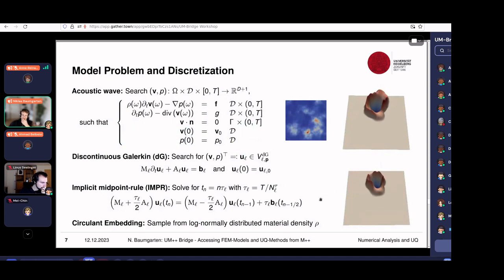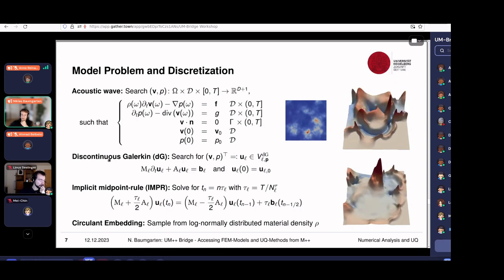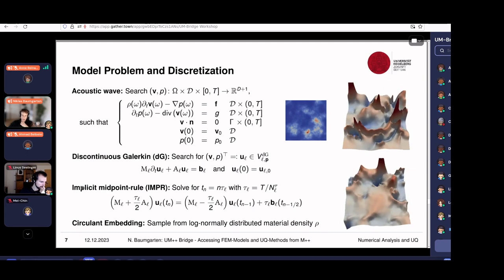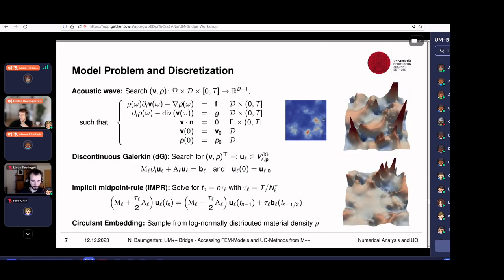Okay, so back to the model problem and the discretization. So this was the initial problem, the acoustic wave equation, and I'm going to solve this with discontinuous Galerkin in space, implicit midpoint rule in time, and Circulant embedding to generate these random fields, just to get a rough idea how this is actually solved besides the multi-level Monte Carlo part.